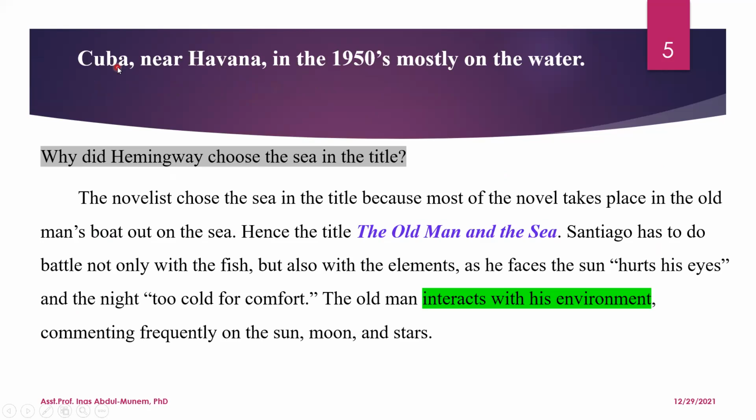We said that the setting is in Cuba, near Havana, in the 50s, mostly on the water. When we finish the title, we will go to quotations that describe his struggle with the fish. And you will see that most of the novel is presented on the sea.